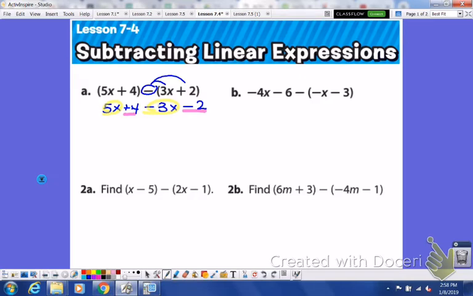So 5x minus 3x, or 5x plus negative 3x, leaves me with 2x. 4 minus 2 leaves me with positive 2. So 2x plus 2 would be our final answer.